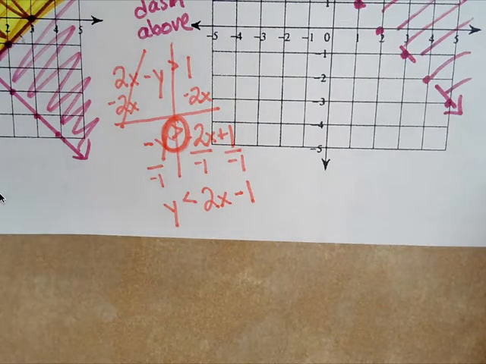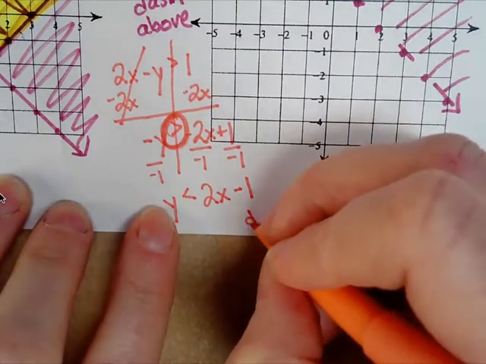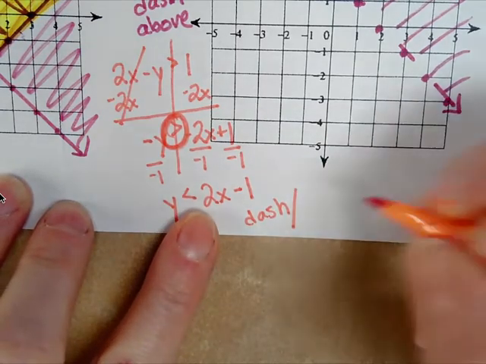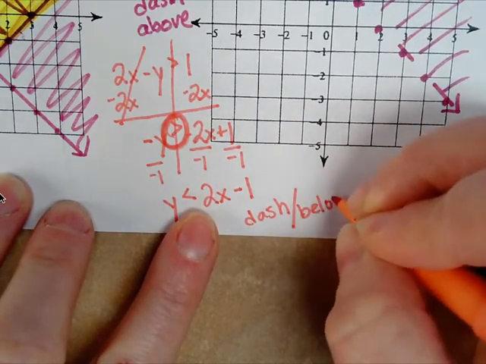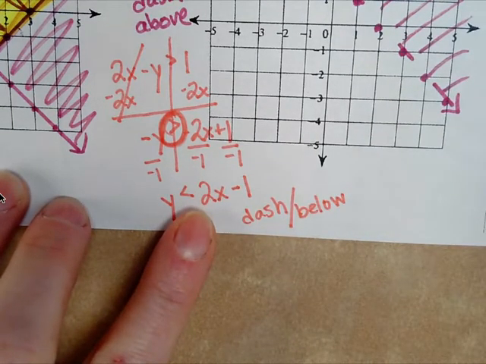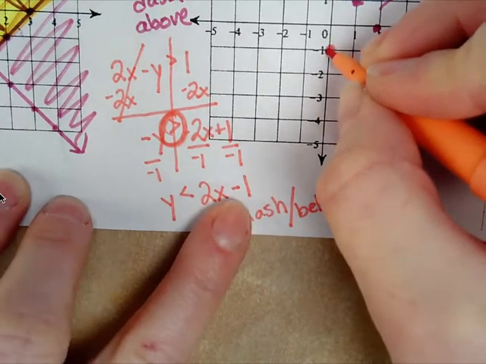We need to graph it. Is this going to be dashed or solid? Dashed. And less than means how are we going to graph it? Below. So start at your y-intercept. Negative 1 is our y-intercept. That's our b.